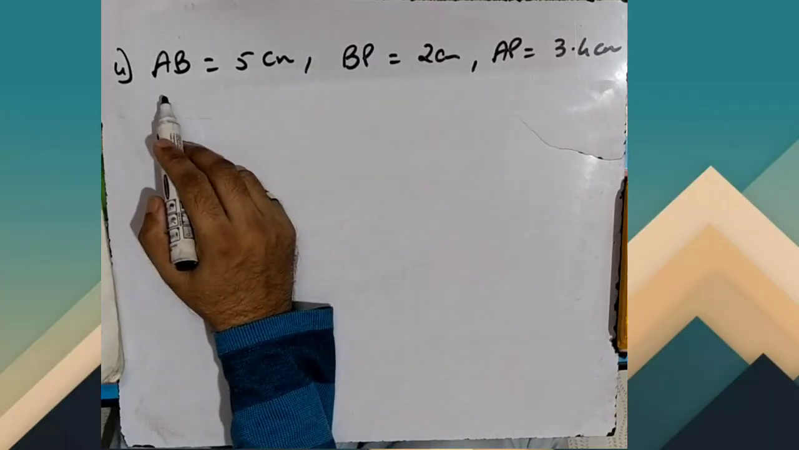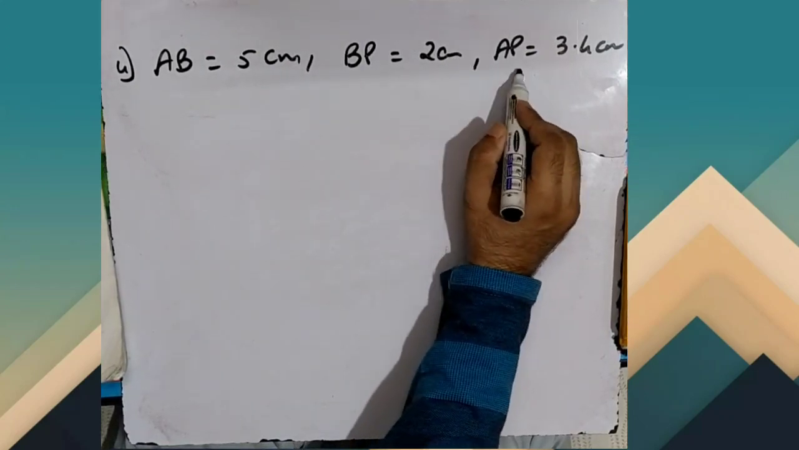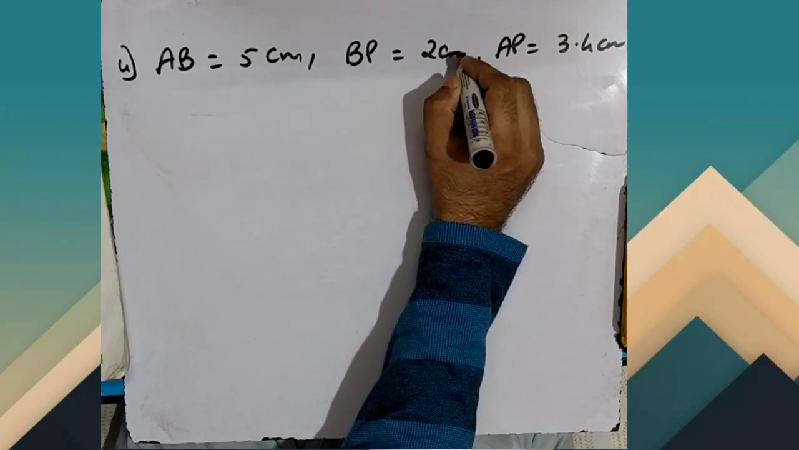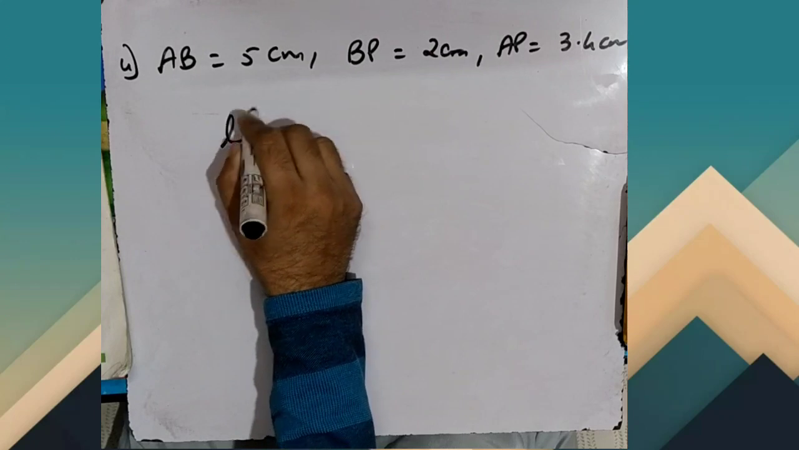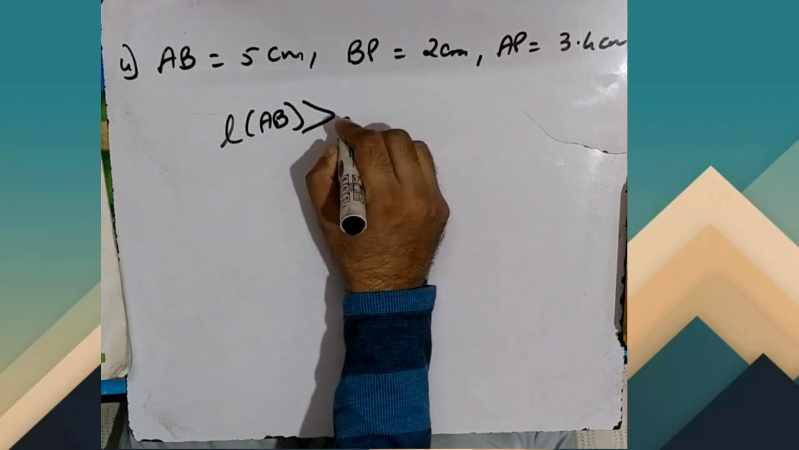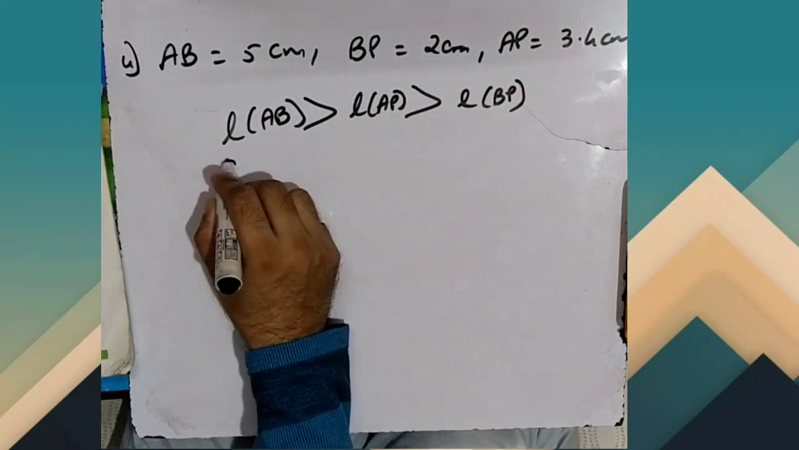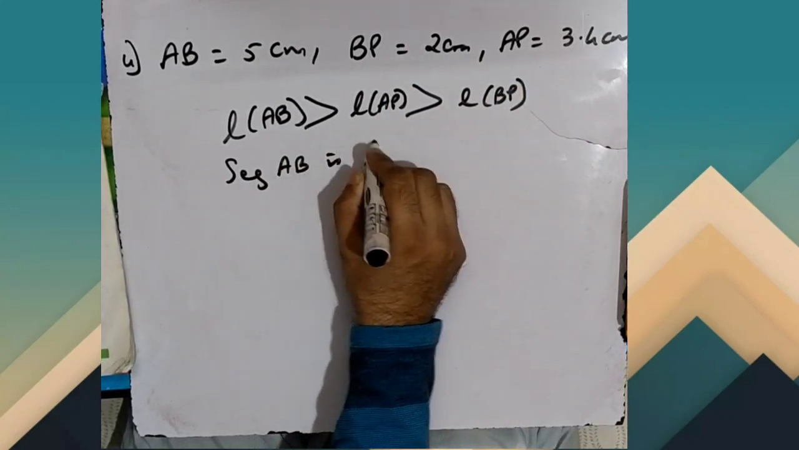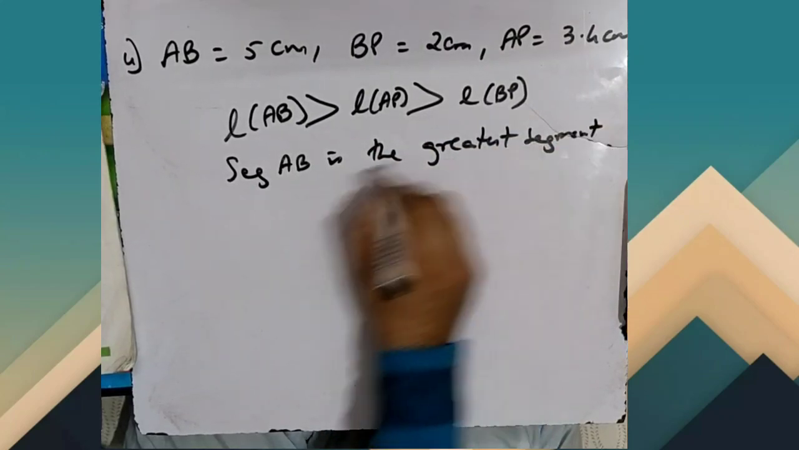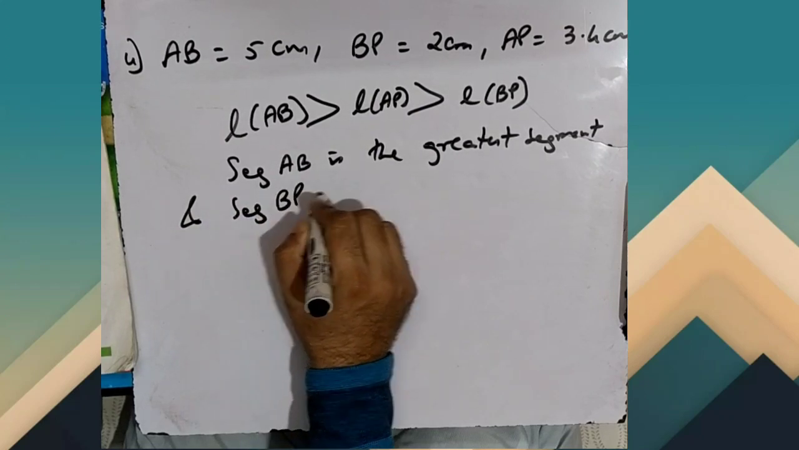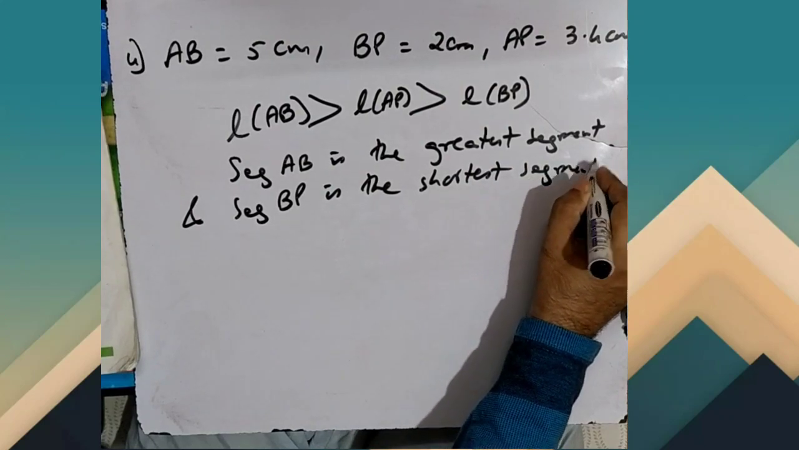In the fourth sum, 3 segments are given. AB is equal to 5 cm, BP is equal to 2 cm, AP is equal to 3.4 cm. We have to compare these segments. Here we observe that length AB is greater than length AP is greater than length BP. Therefore, segment AB is the greatest segment and segment BP is the shortest segment.